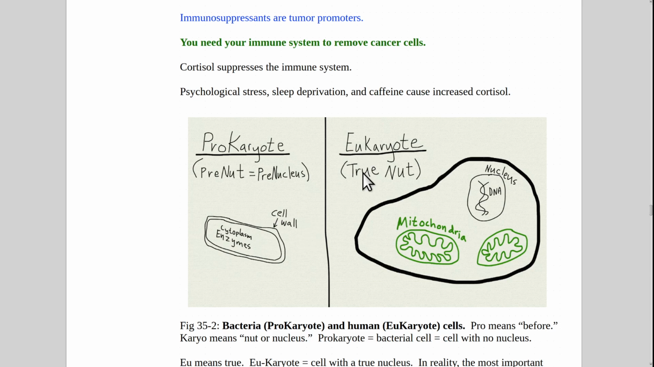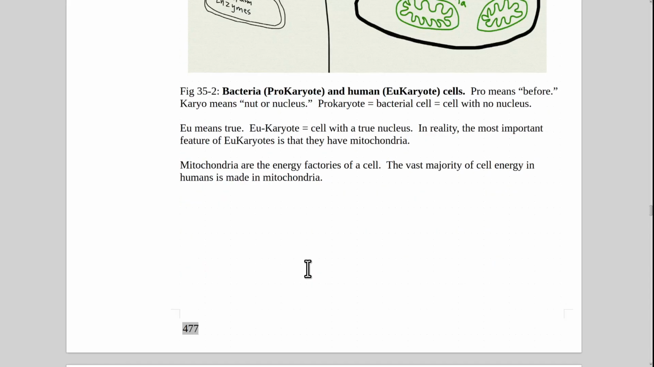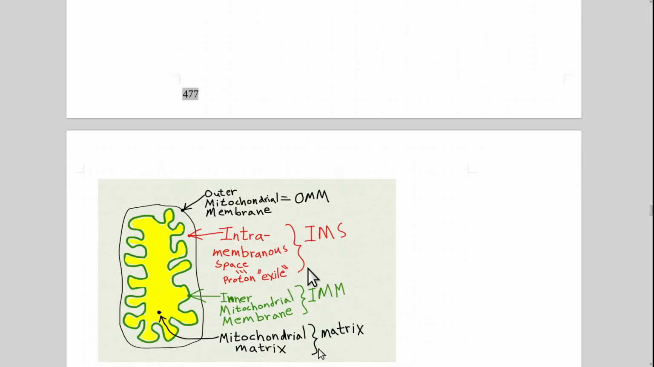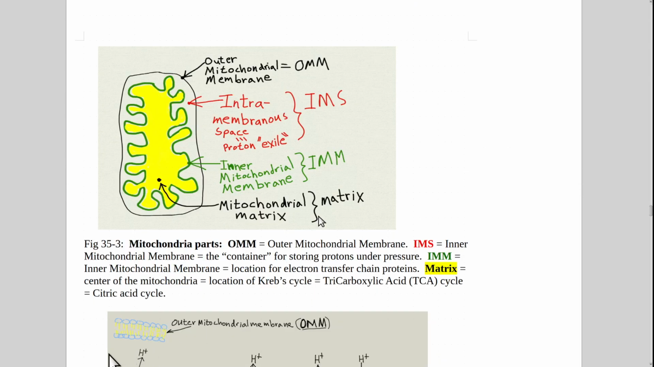Now, a eukaryote, eu means true, in the scientific sense here, and karyote means nut, so this is with a nucleus. But the big unique thing about a eukaryote is it has mitochondria. The vast majority of cellular energy comes from mitochondria.